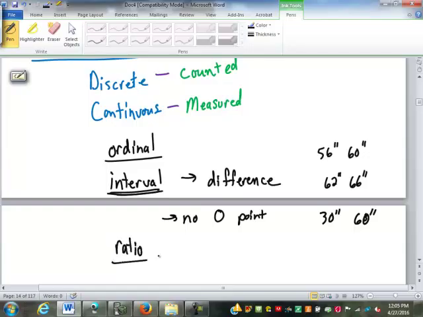Ratio is where there is a natural 0. So money, there are people out there that have 0 money. In fact, there are people that have a negative amount of money. But somebody who has $20 does have twice as much as somebody who has $10. Somebody who has $40 has twice as much as somebody who has 20, and so on. So you can say twice as much because there is a natural 0 point for that variable.